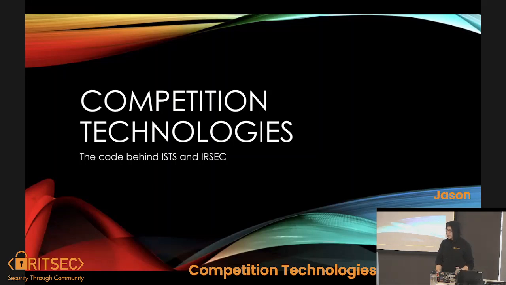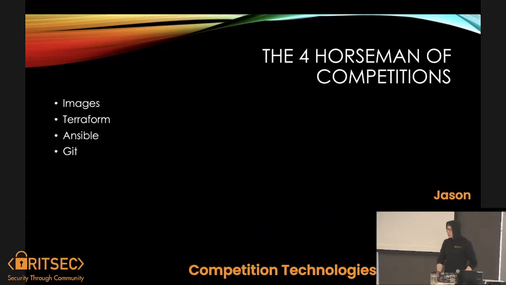So this is going to be a presentation about the code that supports competitions that we do here in this club. So we have the four horsemen of the competitions. I was going to make a nice meme, and then I ran out of time and didn't do it. But the four important horsemen of the competitions are images, Terraform, Ansible, and Git. We use all of these things to build and deploy things like IRSec and things like ISTS. We don't use them to do the CTF because that's not my responsibility.